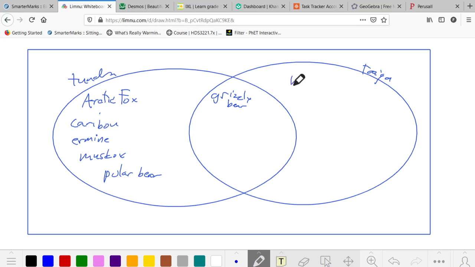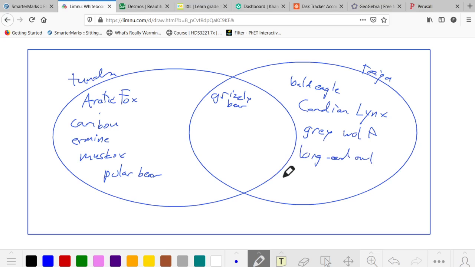And the taiga will have the bald eagle, the Canadian lynx, the gray wolf. It also has the grizzly bear, the long-eared owl, and wolverines that are not played by Hugh Jackman.